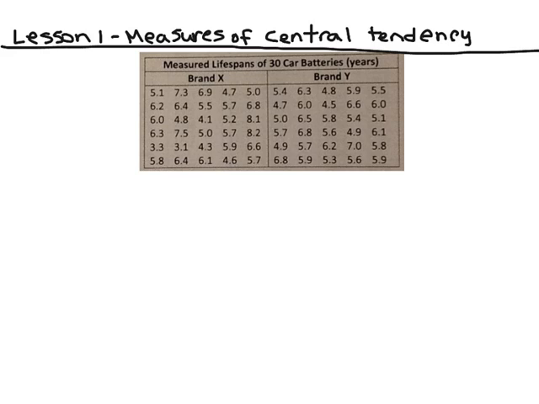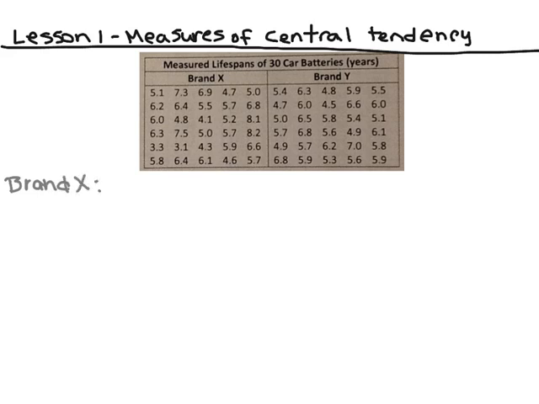So the first thing that you need to do is put the data in order from least to greatest. And it's a lot of work when you have a lot of numbers. So write small in your space on your lesson, because I had to write pretty small. So we're going to do brand X first.